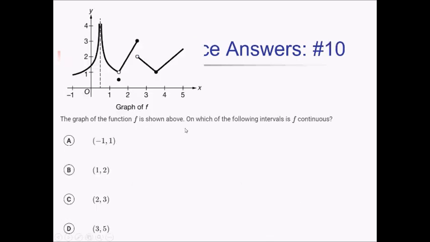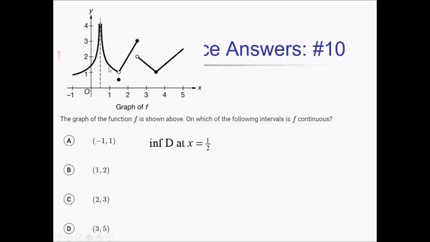For this one, we're given a graph of f, and we want to know on which of the intervals here f is continuous. Probably the easiest way to do this is figure out where f is not continuous and then eliminate intervals that contain those discontinuities. Going from left to right, we notice that we have a vertical asymptote, an infinite discontinuity at, I guess this is about 0.5, somewhere between 0 and 1 anyway. We'll call it 1/2. This infinite discontinuity is going to rule out answer choice A from -1 to +1.